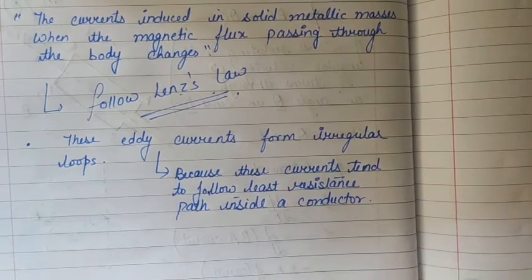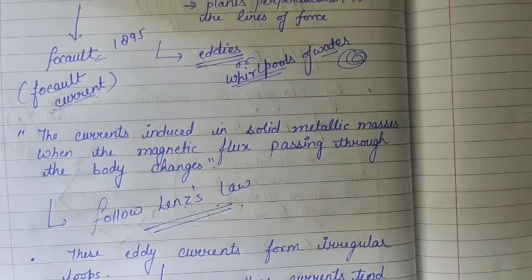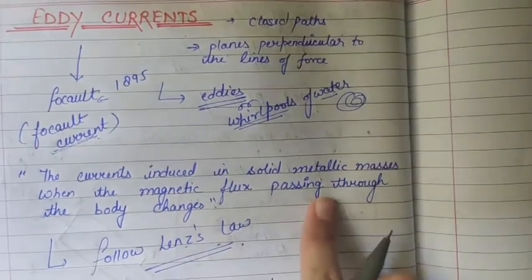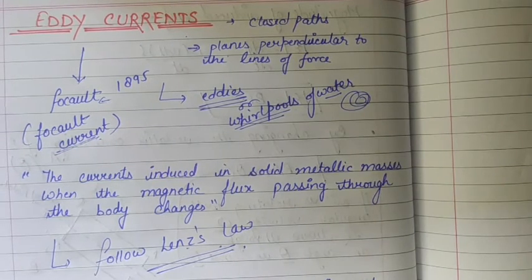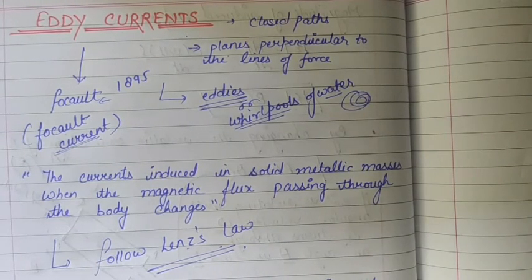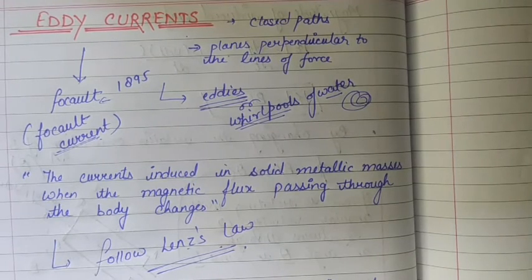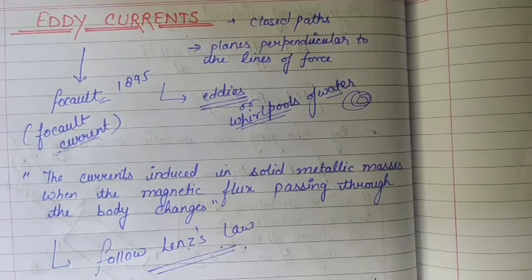Okay, so these are eddy currents that we get because of the change in magnetic flux passing through a solid metallic mass. They are in the form of eddies and whirlpools, which is why they are known as eddy currents. Now everything has its pros and cons. Similarly, eddy currents also have some undesirable effects as well as some applications. So we will talk about both one by one.